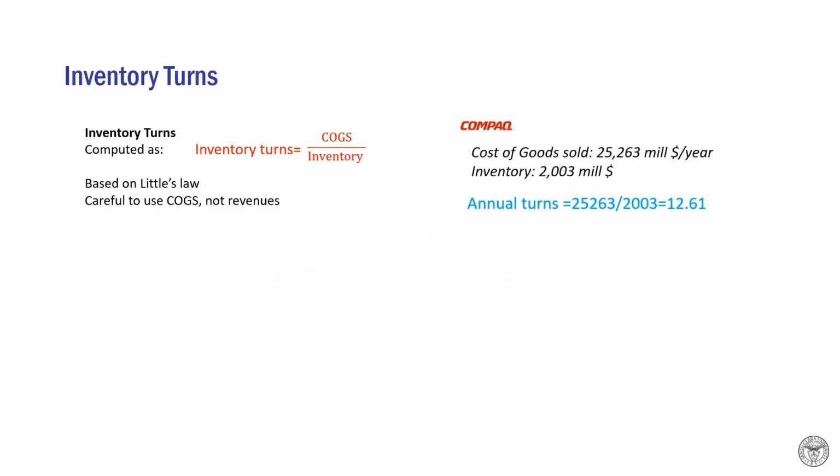Let's explore 2 additional examples to illustrate how to compute inventory turns using data from 2010. For Compaq, the COGS was $25,263 million per year, and the inventory was valued at $2,003 million. By dividing the COGS by the inventory, we find that Compaq's annual turns were 12.61. This means Compaq was able to replenish its inventory just over 12 times in the year.